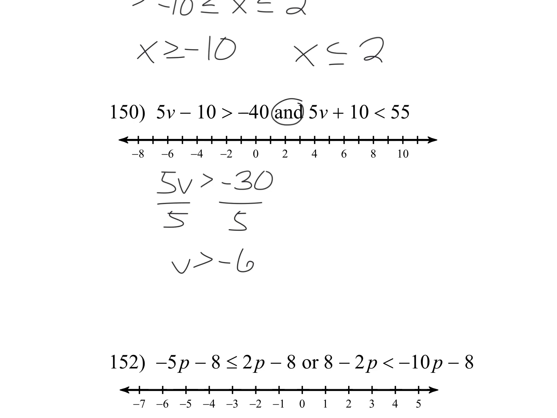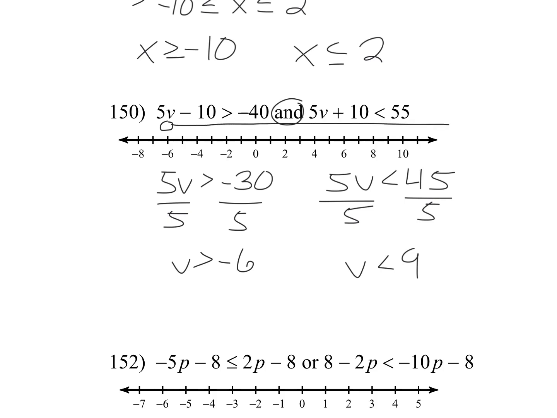Don't forget to do the other one. First step in the other one is subtract 10, and then we divide by 5. We get 9. So let's just graph it separately. Negative 6, open or closed? Closed. Going to the left. Right, going to the right. 9, open, going. Does the graph look like what we want? Yes.